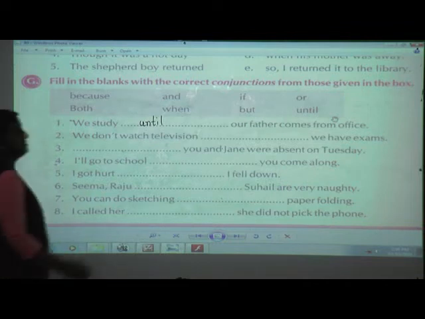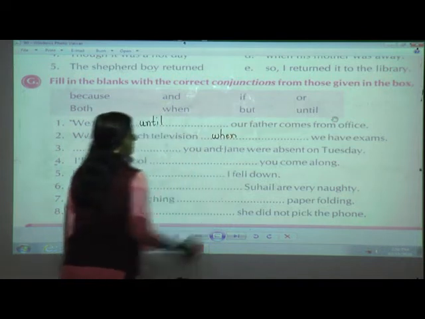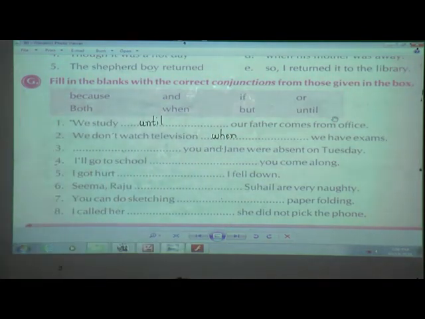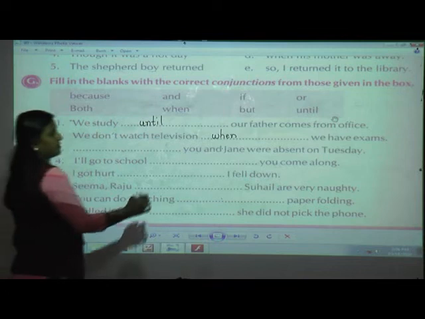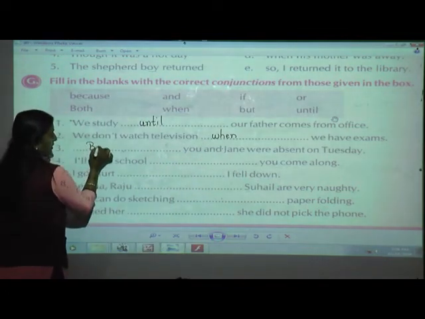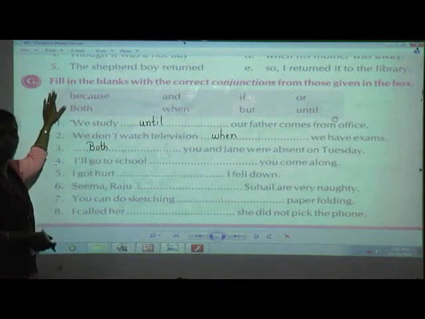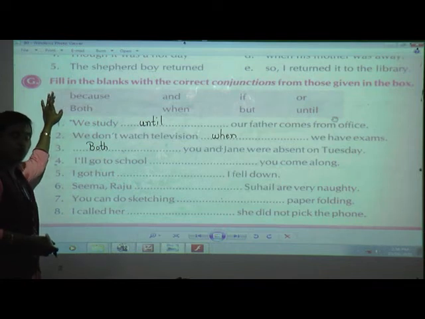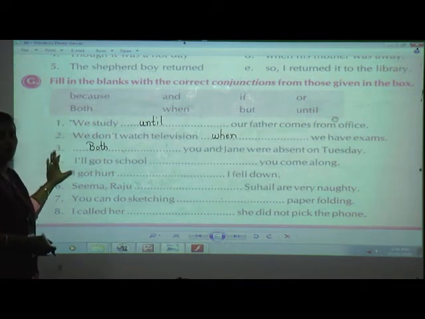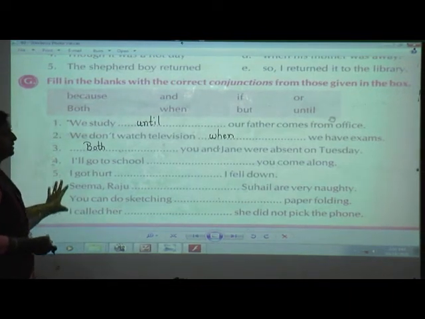We don't watch television. When don't we watch television? When we have exams. Second, dash, you and Jane were absent. Here we can see two persons are there. So, B-O-T-H, both. Now here you can see students, some hint conjunctions are given for you. From these only you have to select, then read the sentence and put the correct conjunction in the given sentence.